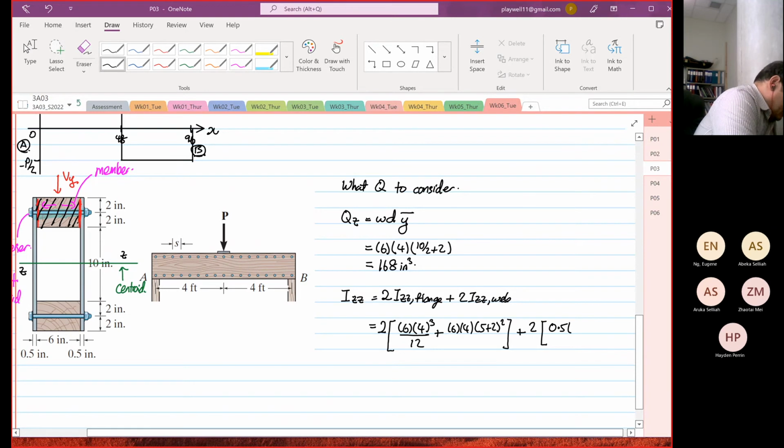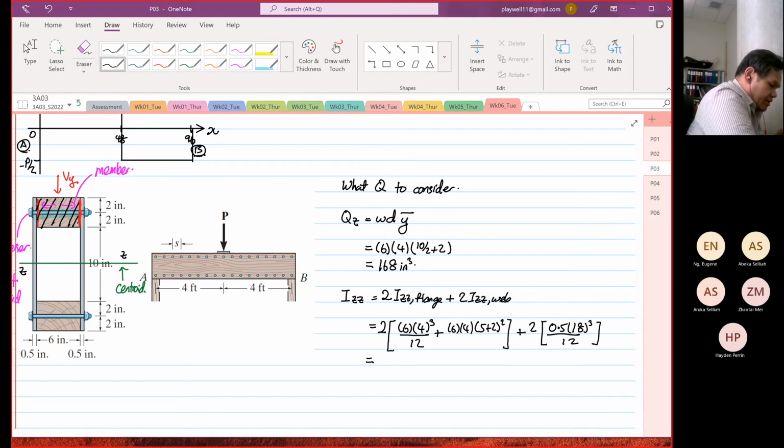Then the depth will be 10, for 18 cubed divided by 12. Let me see, 10 for one side, 18 cubed. So this will be equal to 6 times 4 to the power 3 divided by 12, plus 6 times 4 times 7 squared, times 2, which is 2416. So this is 2416.